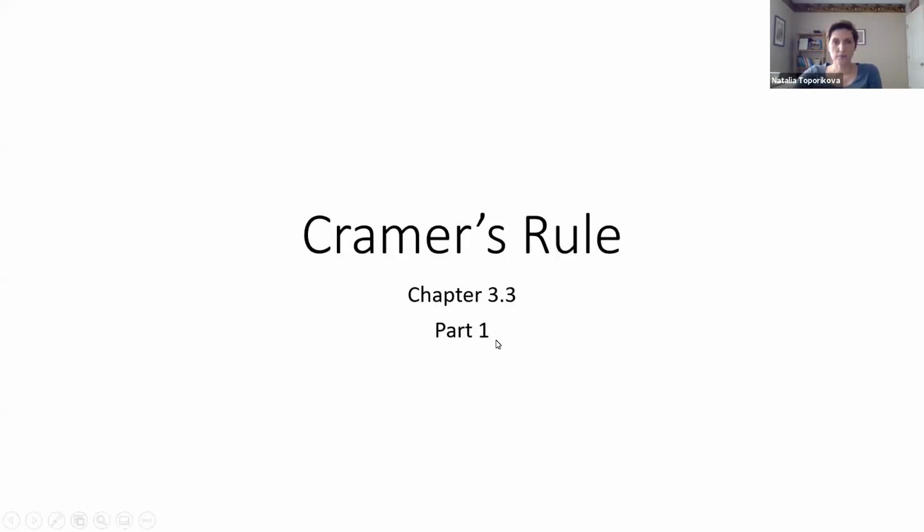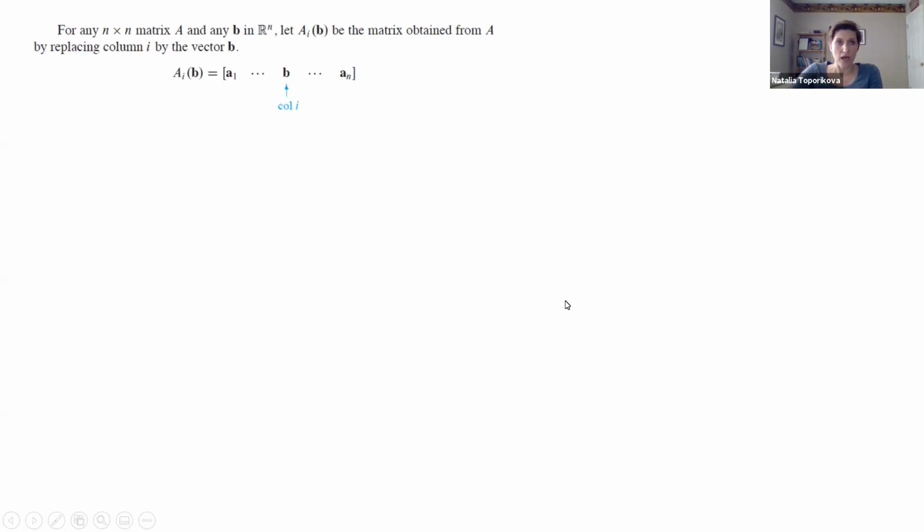Hello, this is the first part of chapter 3.3, and we will talk about Cramer's rule, which is really cool. So let's start with a very interesting procedure. If we have a matrix and a vector, we can substitute one of the columns of the matrix with our vector B. And of course, the matrix and vector should have appropriate dimensions.